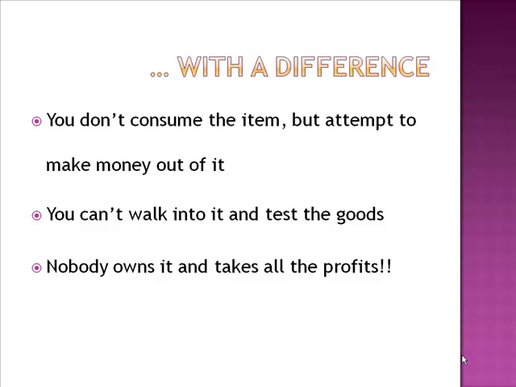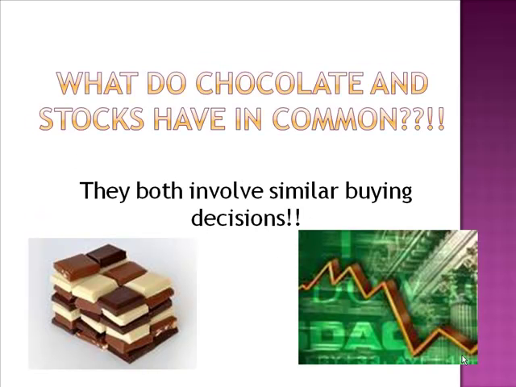So what has chocolate and stocks got in common? Well, basically, they both involve similar buying decisions. Like I said, I pick up a Moro because I like it and I like the biscuits in it and I like the caramel in it, etc. And why would I buy a stock like Coca-Cola? Well, I might buy it because of its high dividend yield, because of its strong earnings power, because of its consumers and the amount of them, because of its pricing power. But each of these both involve decisions.